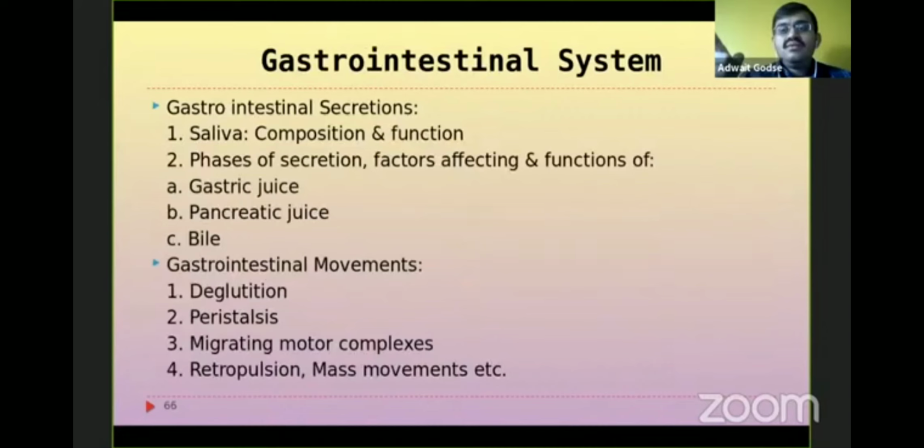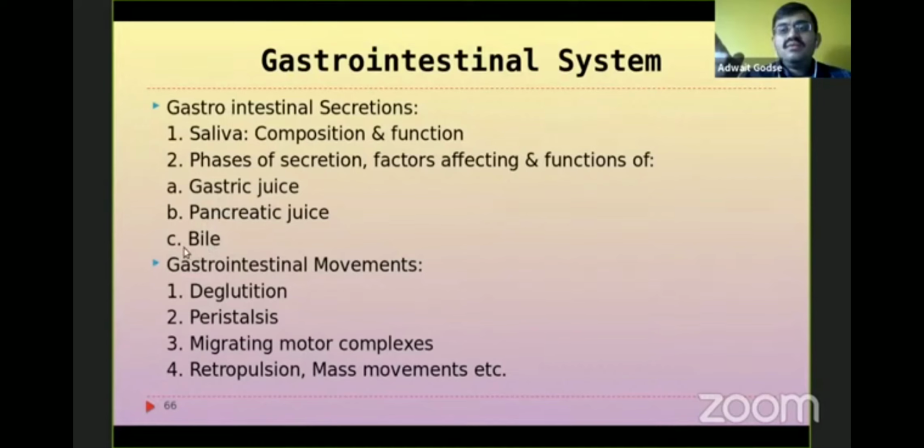Lastly, we have the gastrointestinal system. We have got secretory component and movement component. Among secretions, we have got saliva, gastric juice, pancreatic juice, and bile. Questions on saliva have very frequently been asked. Sometimes questions on bile and pancreatic juice have been asked. Rarely a gastric juice question has featured, but not very recently.